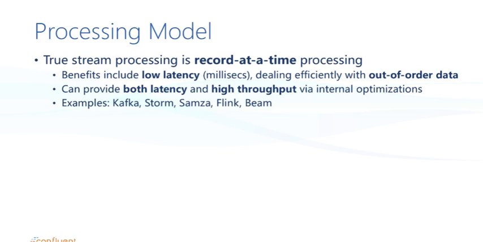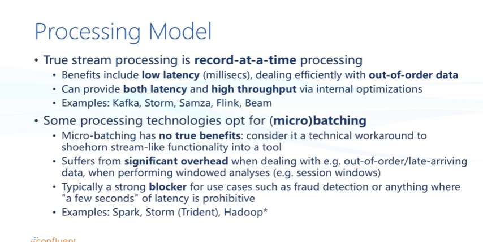Examples for stream processing technologies that really do true stream processing, record at a time, are Kafka, Storm, Samza, Flink, or Beam. Then there are some other processing technologies that opt for batching or micro-batching. Micro-batching, I think, has no true benefits. There is no reason why you would want to use micro-batching other than, well, it's just the way it works in the technology. Typically, I would consider it more like a technical workaround to shoehorn stream-like functionality into a tool.